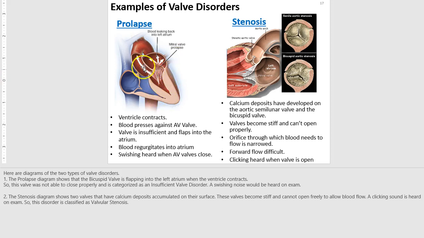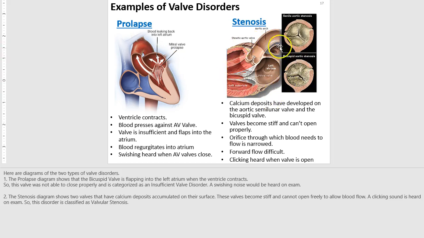So the ventricle is trying to push blood out the aorta, but some of the blood regurgitates into the atrium because a couple flaps here of the valve have prolapsed into the left atrium. So since it's not closing properly, it's categorized as an insufficient valve, or an incompetent valve. And when this occurs, the murmur that you hear is kind of a swishing sound. So when you're supposed to hear S1, you hear swish.